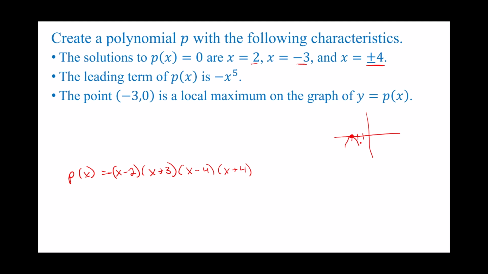So I've got to be looking something like that right there at negative 3. So at negative 3, I do have to touch and turn around. So that one has to be an even multiplicity. And because the total degree is 5, I can't use a number bigger than 2, or I'd have a degree bigger than 5. So there is my polynomial that matches those 3 conditions.